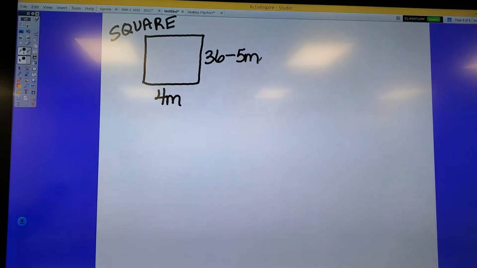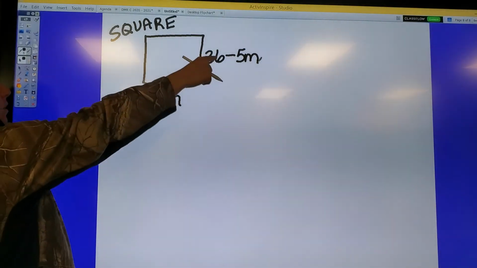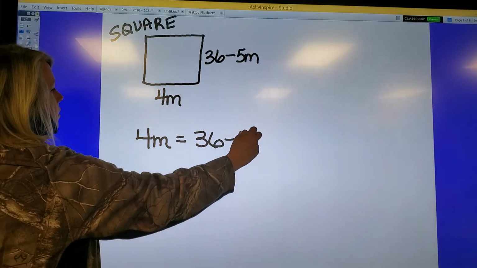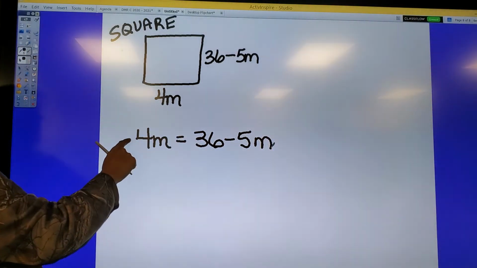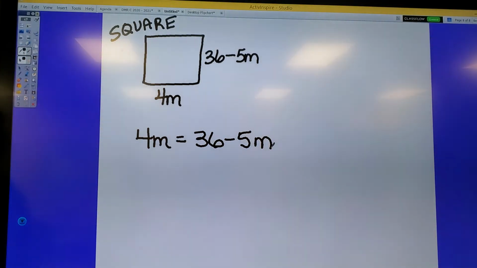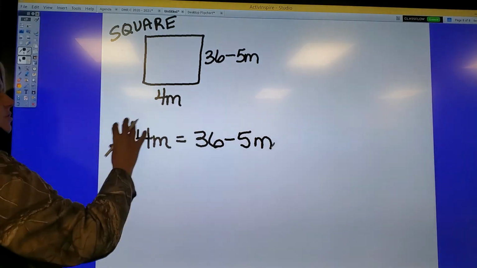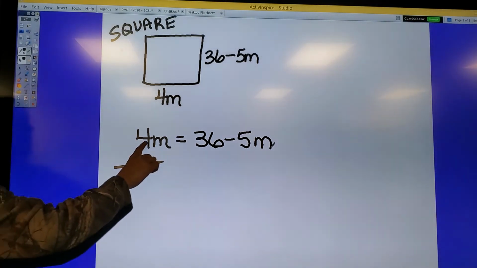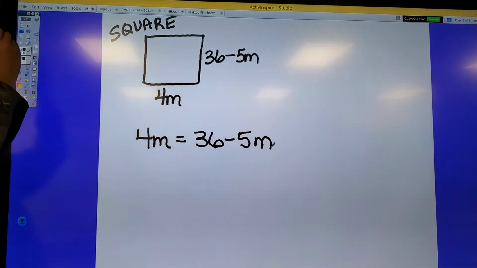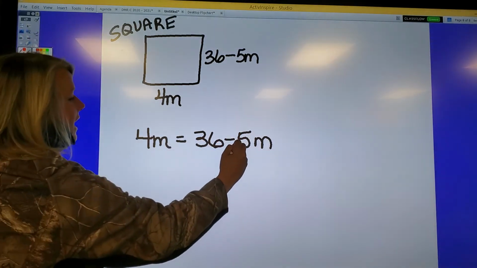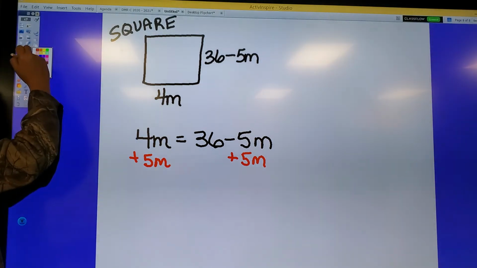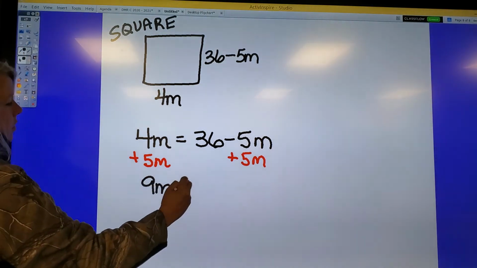Good. So you guys just told me that squares have all the sides equal. So we're saying that this side is equal to that side. So that's what our equation would look like. Now, would it matter if I wrote 36 minus 5m equals 4m? No, it wouldn't matter. It doesn't matter which side these are on, okay? Remember, it's going to be one solution because our coefficients are different. So we want the variable over here on the left. I'm going to get rid of this by adding 5m. So that gives me 9m equals 36.